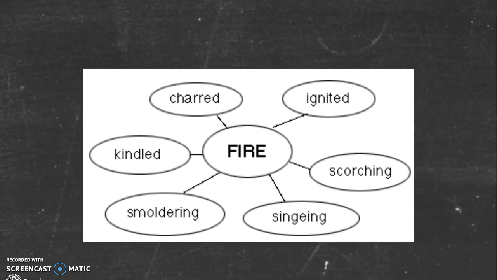Lastly, and the most simple way to use the semantic map is simply by giving a word and allowing the student to implement any other words or characteristics that they can relate back to that word. So in this particular example, the word was fire, and the student related back different words like scorching, kindled, smoldering.